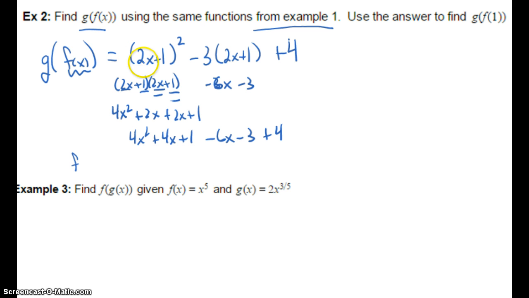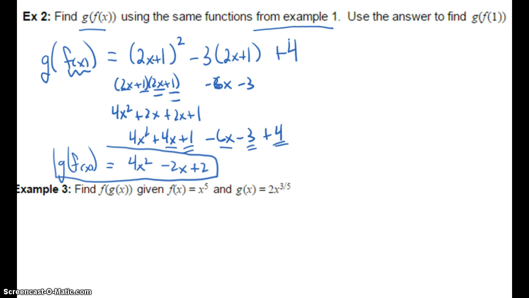And now finally, we're just going to go ahead and combine all of our like terms. So 4x squared has no friends. The x's combine to make a negative 2x. And then the positive 1, the negative 3, and the positive 4 combine to make a positive 2. That's our composition of the two functions.